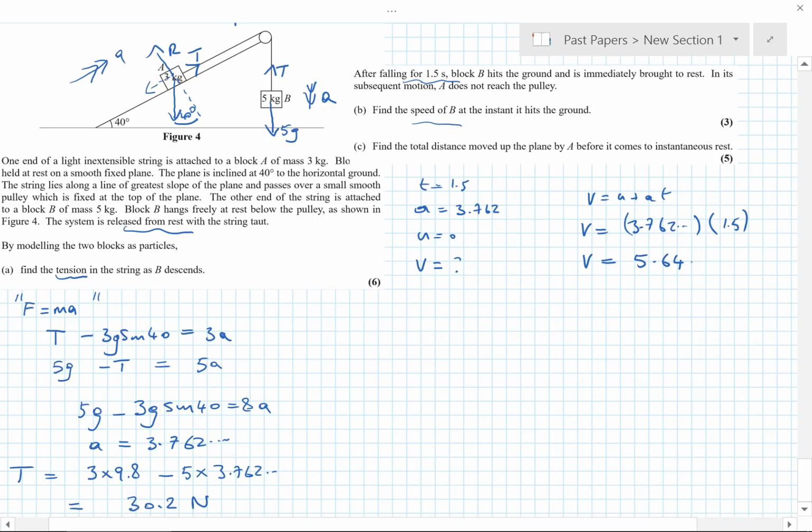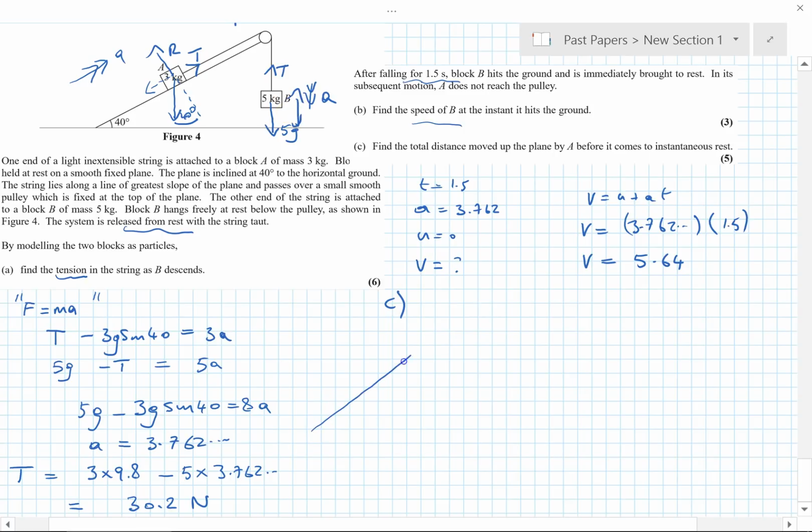Okay, so that's again up to 9 marks, pretty okay, and then a little bit more to do for the final 5 marks. Now, this is slightly different. It's given us the time, but we see this kind of scenario a lot. What happens is it hits the ground after 1.5 seconds. So we need to work out how far it's travelled when this is moved down 1.5.